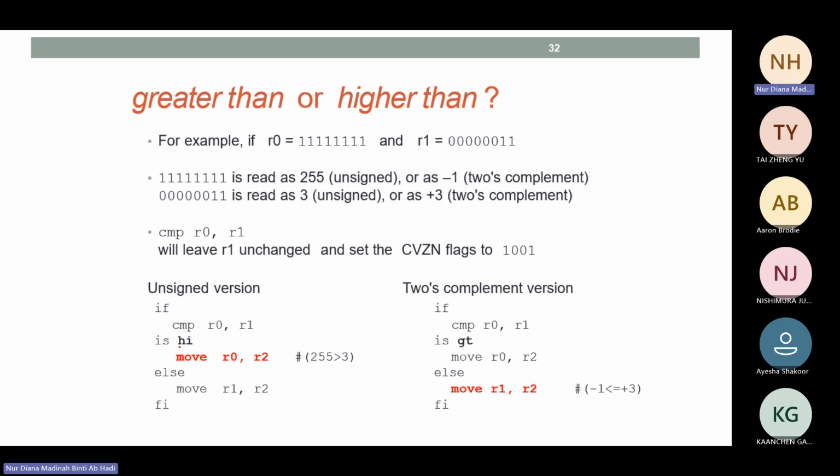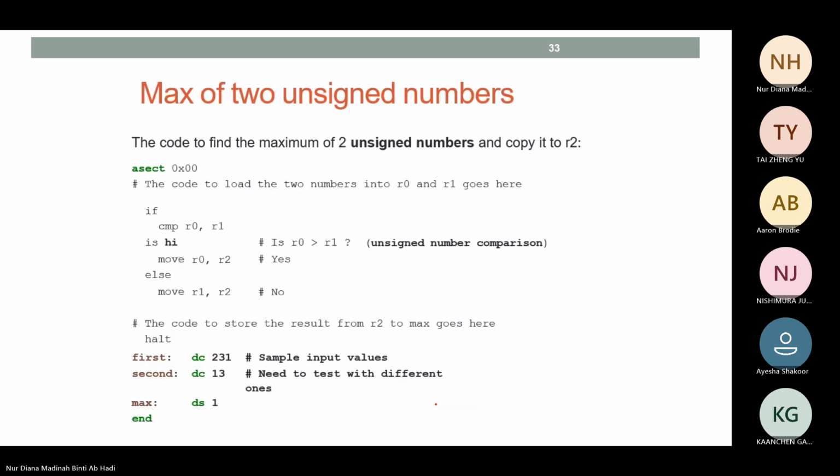For example, under HI you are going to have your sequence of instructions here, while in two's complement you do not have to use HI, but you use GT. So the value would be different. It will go into this one. So the code to find the maximum of two unsigned numbers, then copy it to your R2, would be the example of the code.